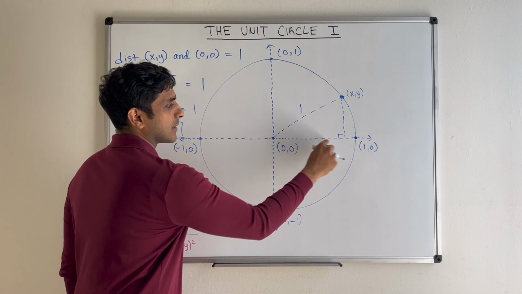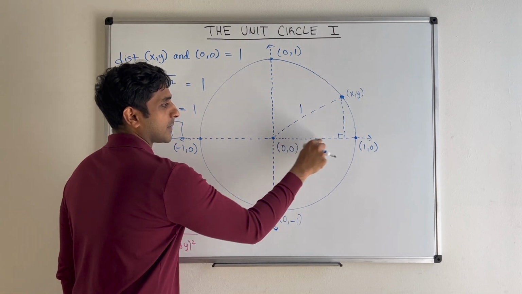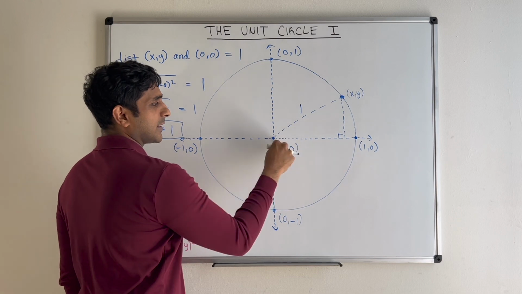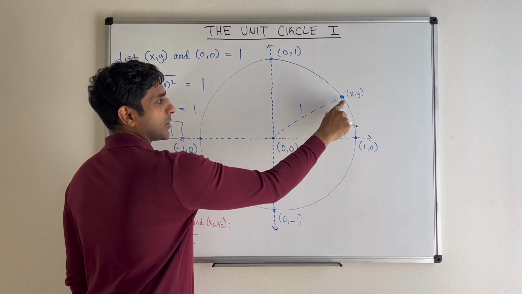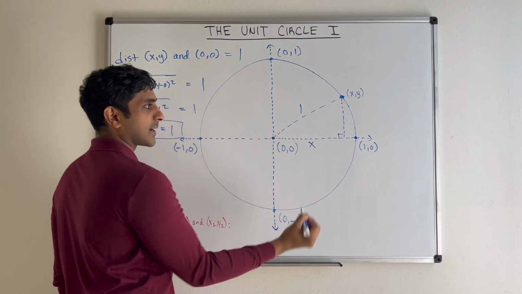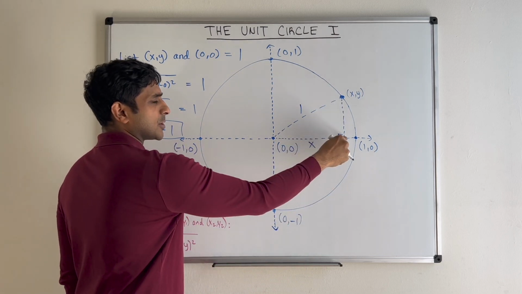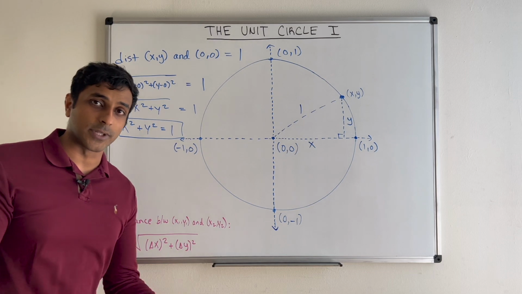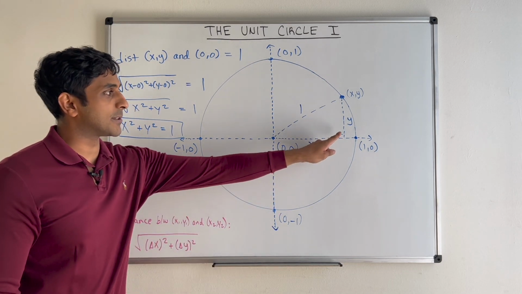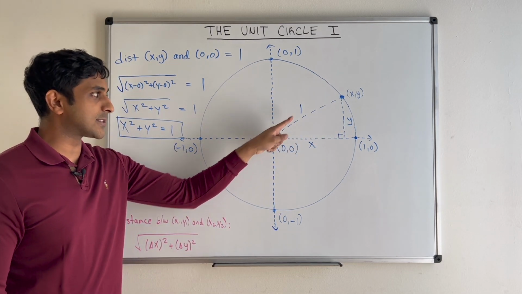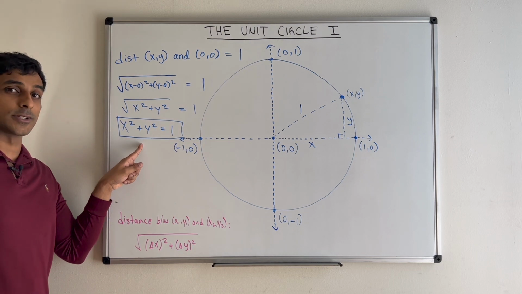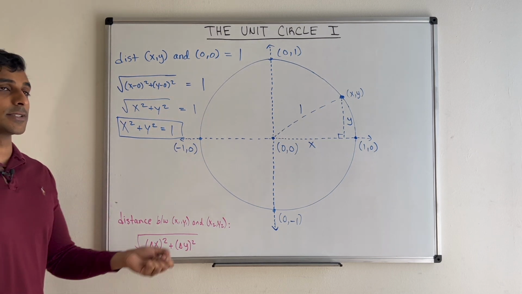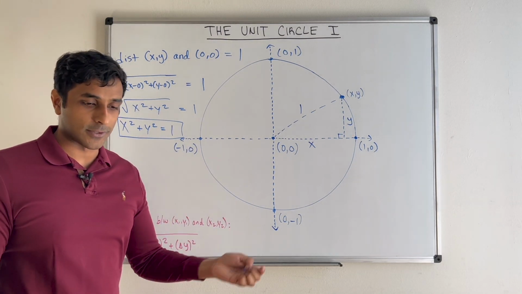And what is the length of this side of this triangle? Well, based on the fact that this is 0, 0, the length of this would just be the x coordinate of that point, so this would just be x. And the height of this triangle would just be the y coordinate of that point. That would just be y. And if you apply the Pythagorean theorem, you would get x squared plus y squared is equal to 1 squared, which is exactly what this equation is. So if you're wondering why the distance formula is true, ultimately it does go back to the Pythagorean theorem.